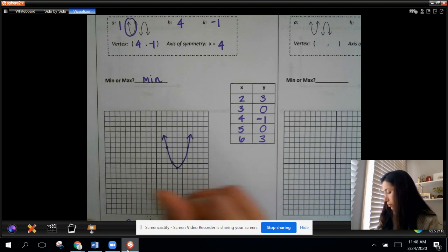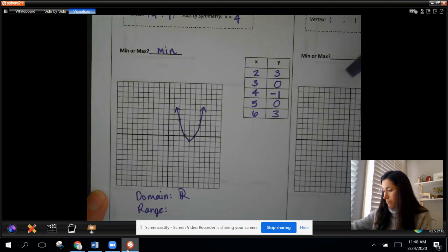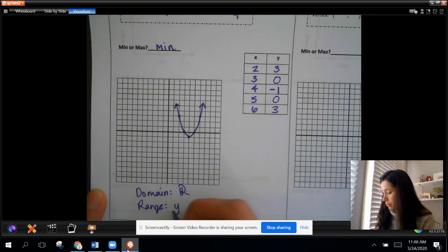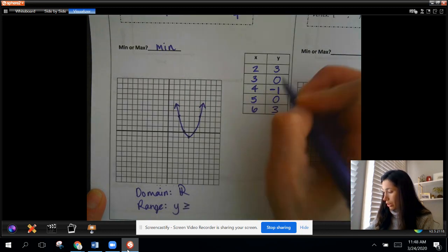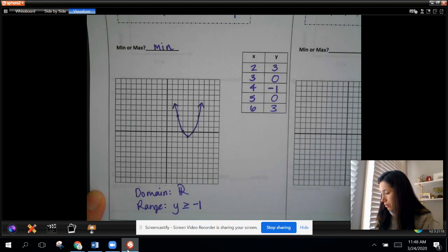Remember, our domain is all real numbers, and our range would be y is greater than or equal to, since it's an upward facing parabola, our lowest value for y is -1. Okay, and on to our last page, some projectile motion questions.